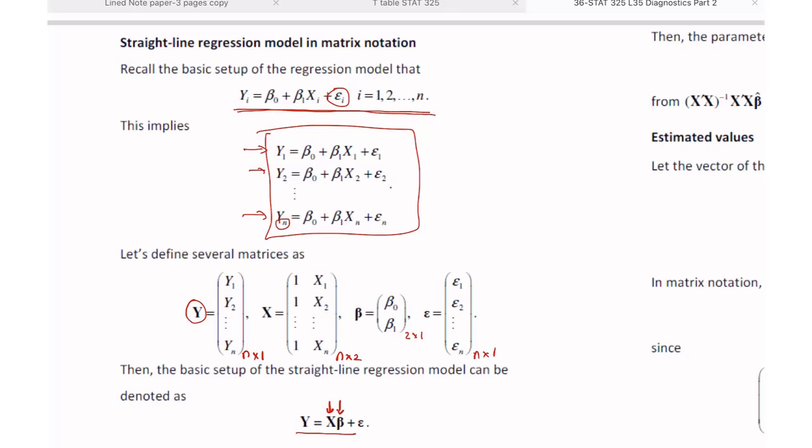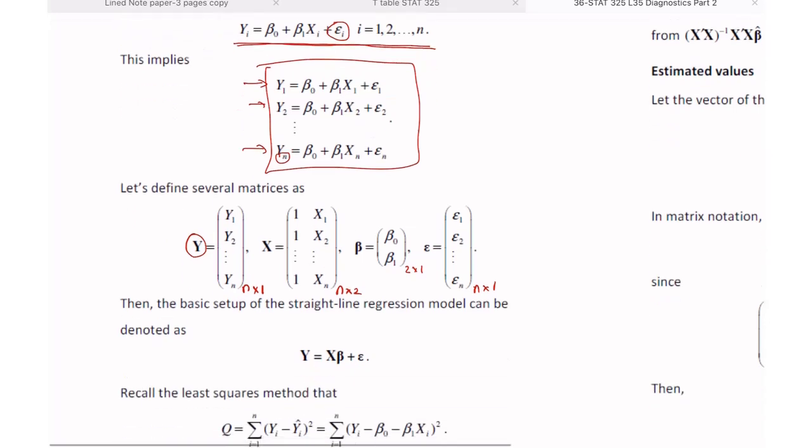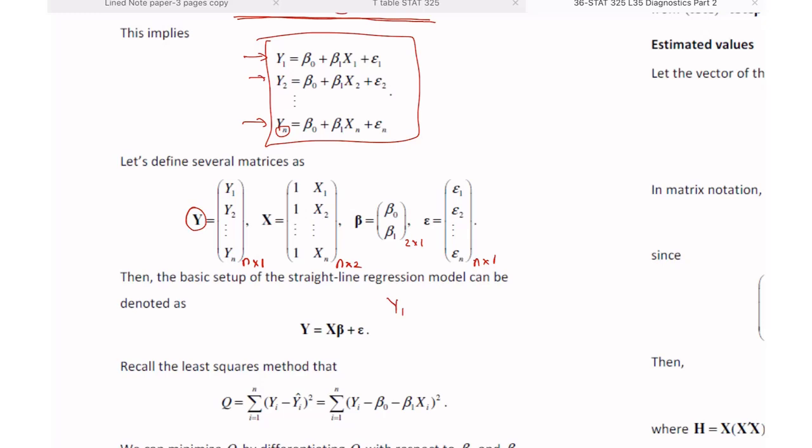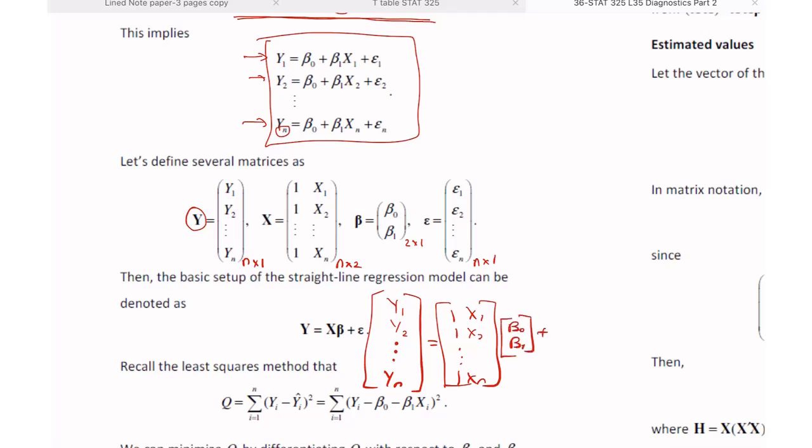So let's do this. I'm going to write y1, y2, y3, or actually I'm going to get rid of 3 and just go all the way down to yn, is equal to, now I have x1, 1, x2, 1, down to xn, 1, and then times beta, which is beta naught, beta 1, plus epsilon 1, epsilon 2, down to epsilon n. Okay.